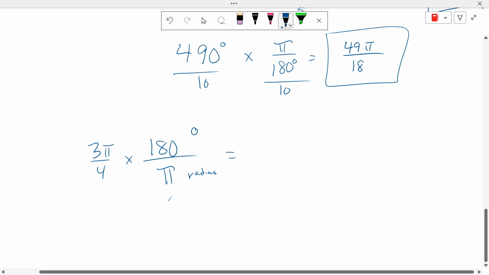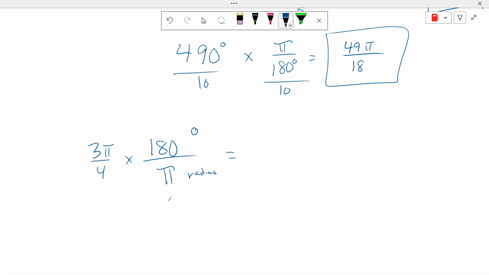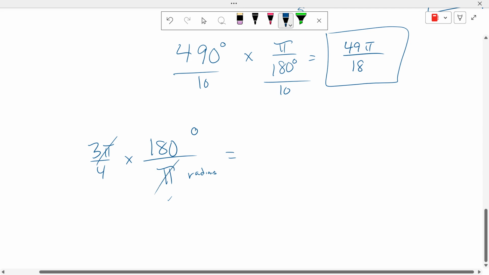So I'm kind of hungry when I'm doing this. So I'm going to eat my pies. They're gone.